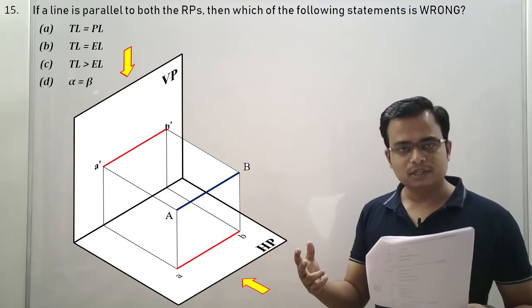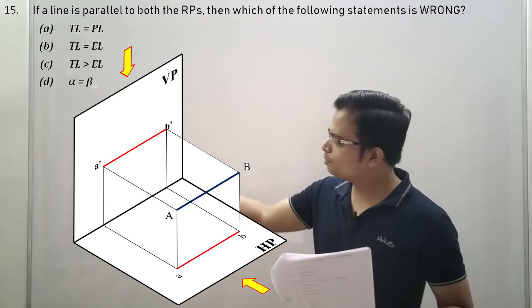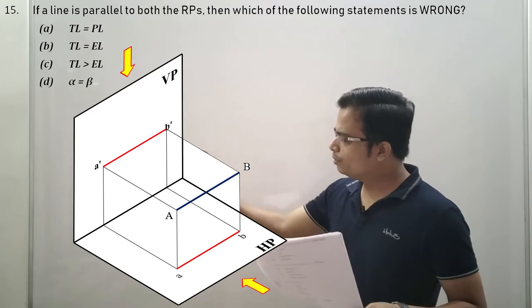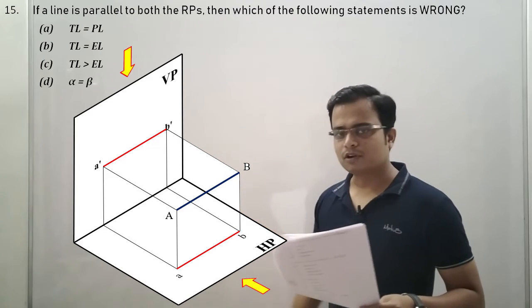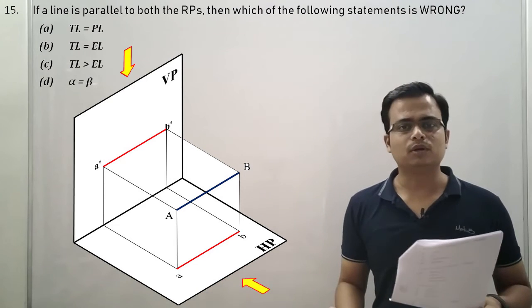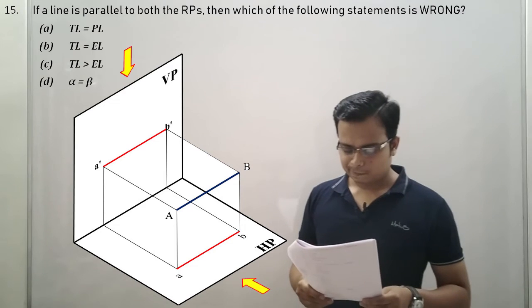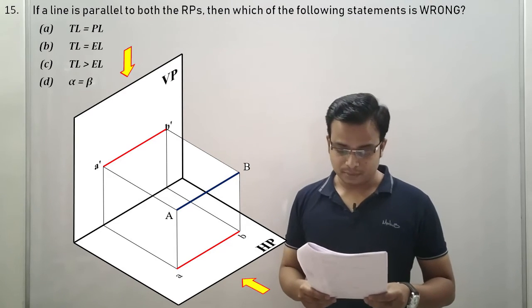The second option is true length is equal to elevation length. This is also correct. Why? Because it is absolutely parallel. So when you take a look at this line from the front, the front view length or the elevation length will be equal to the true length as it is parallel. Third option. The third option is wrong.